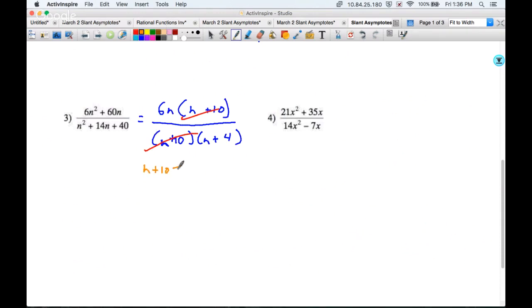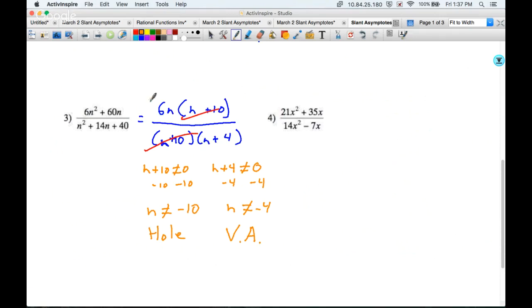We're going to take that and say that that cannot equal 0. Subtract 10 from both sides. We get that n cannot equal negative 10, and this is a hole in the graph because it was a factor that canceled over here. N plus 4 cannot equal 0. We subtract 4 from both sides. N cannot equal negative 4, and this here is a vertical asymptote.